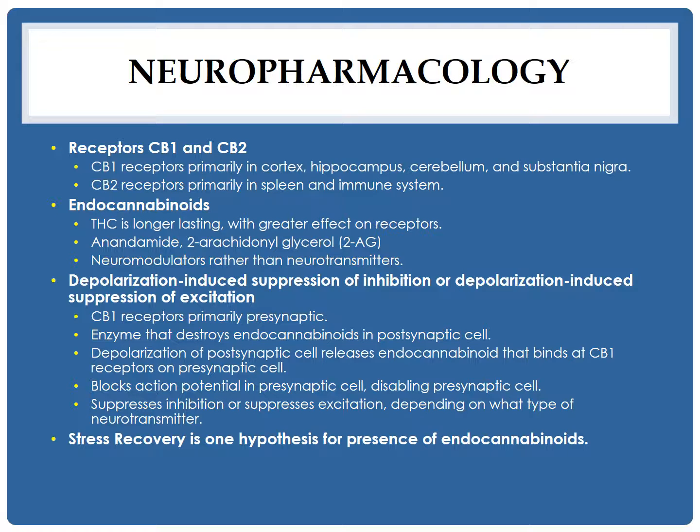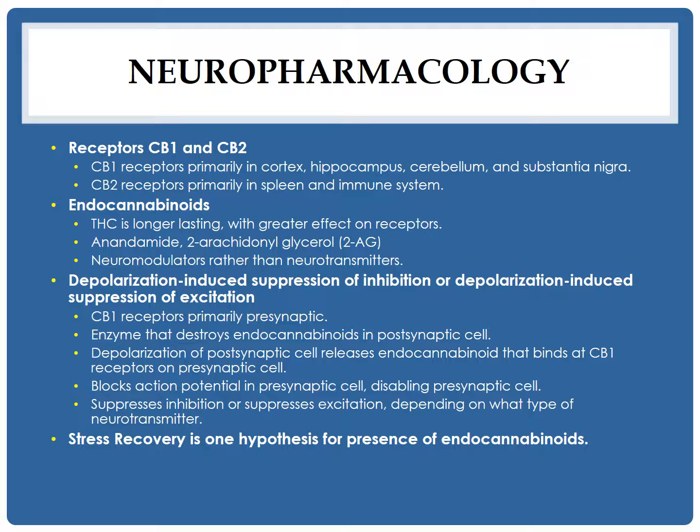So CB1 receptors are primarily presynaptic on the terminal buttons of the presynaptic neuron, and an enzyme that destroys endocannabinoids resides in or is manufactured by the postsynaptic cell. So when the postsynaptic cell is depolarized, when it starts firing an action potential, it can release an endocannabinoid that will bind at the CB1 receptors on the presynaptic cell. And that then blocks the action potential in the presynaptic cell, so that disables the presynaptic cell.